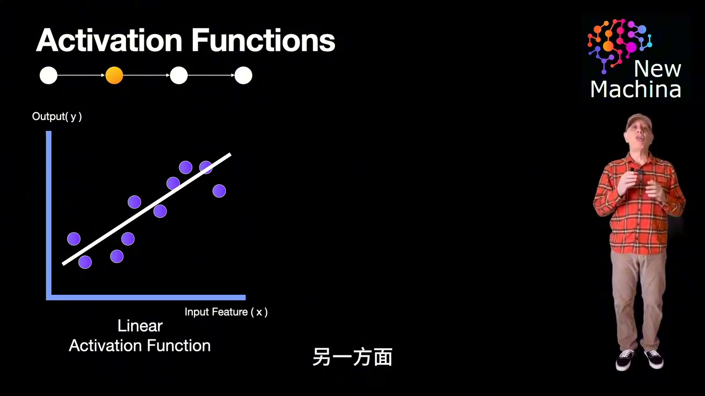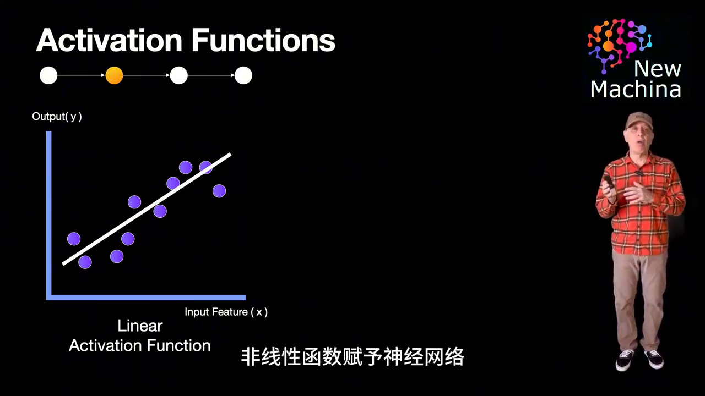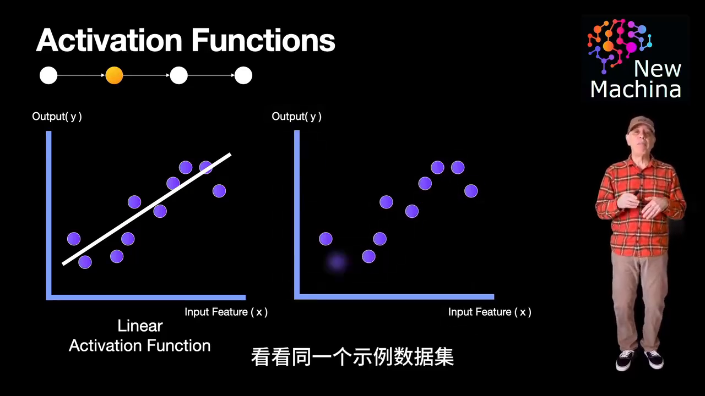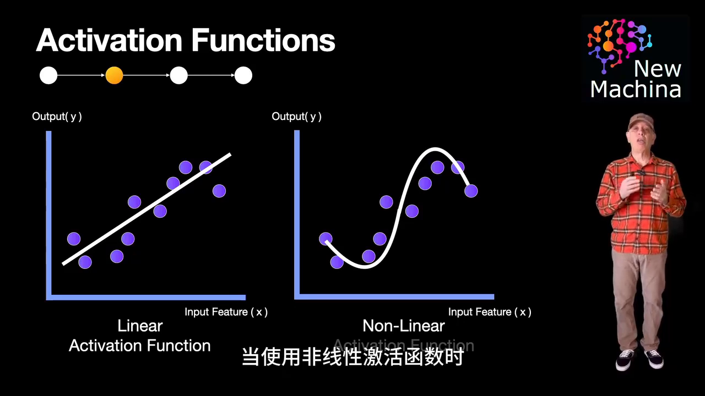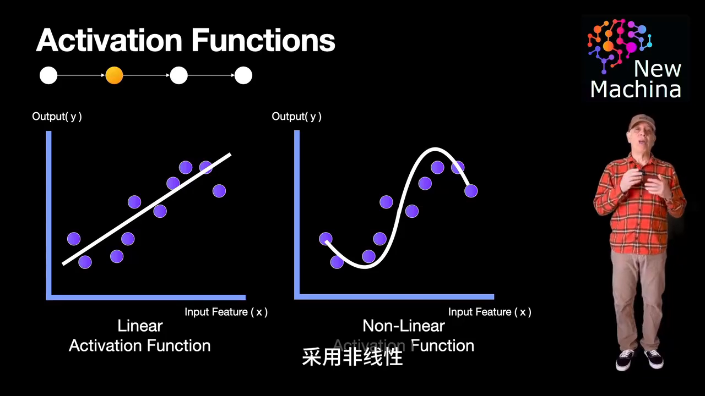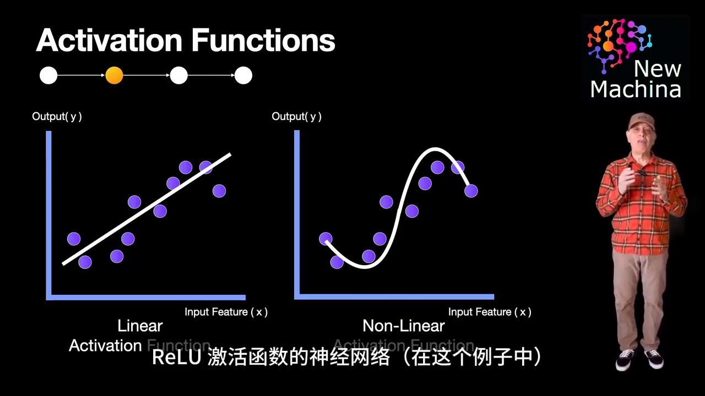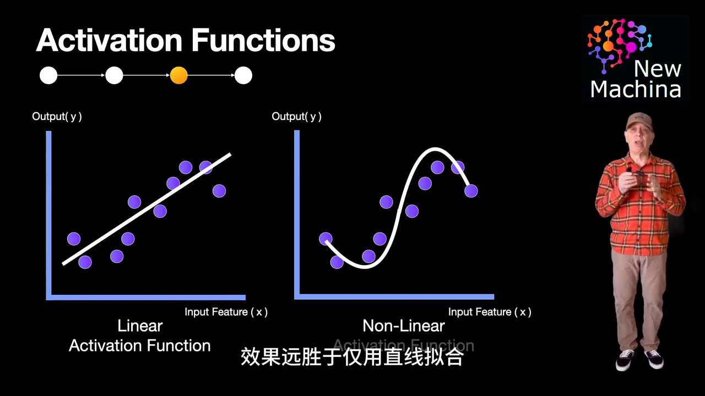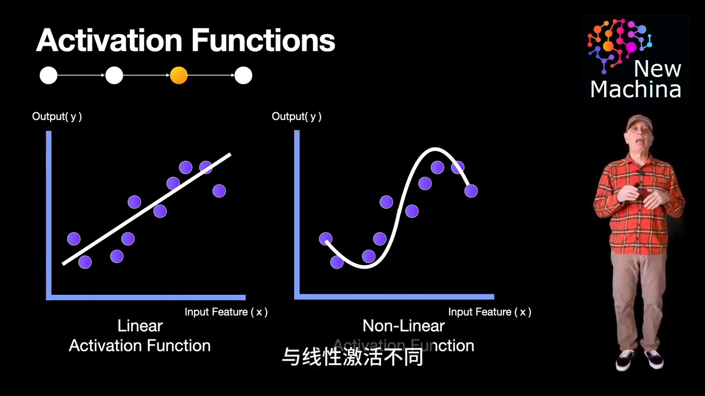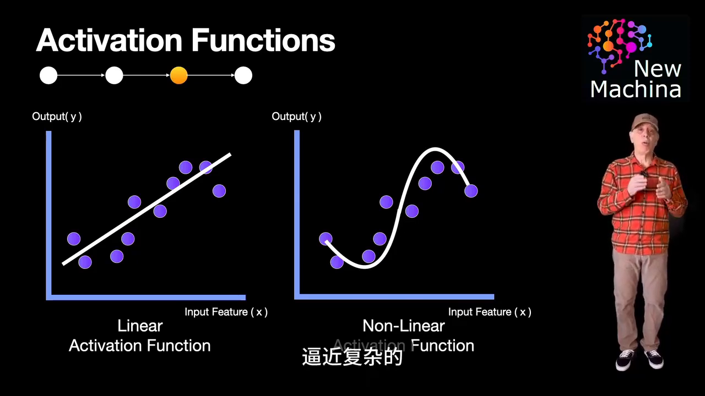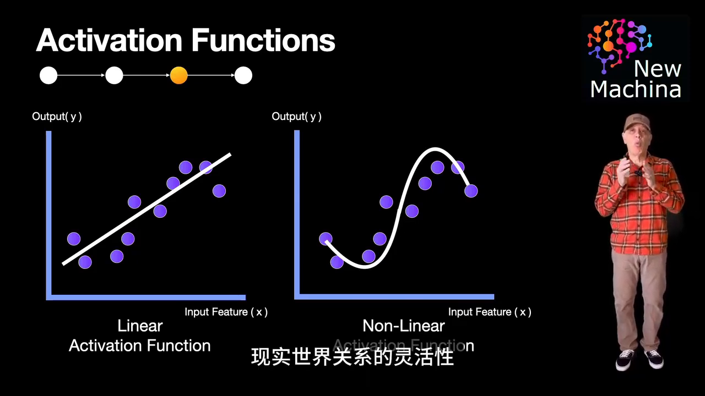On the other hand, nonlinear functions give neural networks the power to understand and process complex data. Look at this same example data set with a nonlinear activation function. Here you can clearly see the difference. The neural network with a nonlinear ReLU activation function, in this case, captures the underlying sinusoidal curve much better than just a straight line. Unlike a linear activation, these nonlinear activations give the network the flexibility to approximate complex real-world relationships.